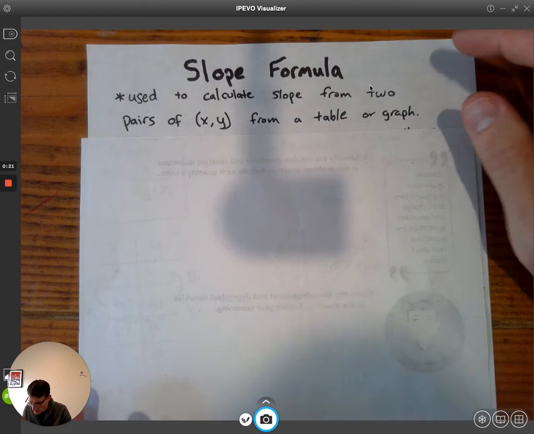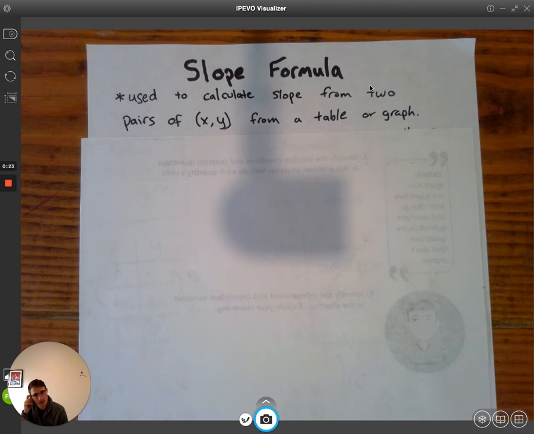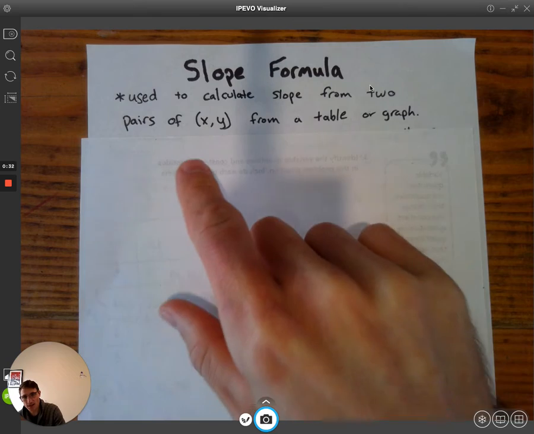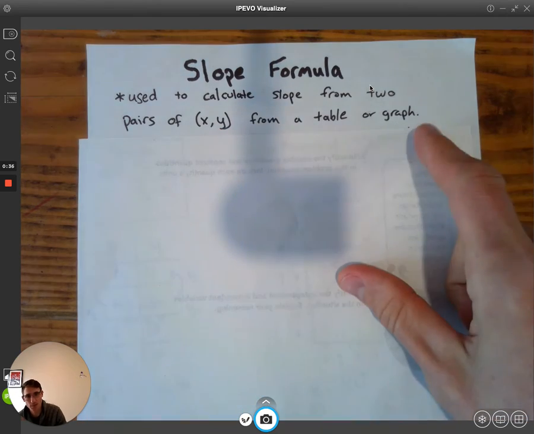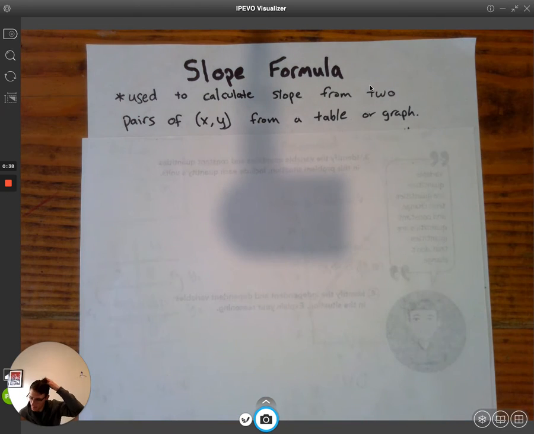So like I said, it's used to calculate slope from two pairs of xy values from a table or a graph. So this could be a line of data in a table, or this could be a coordinate pair on a graph, a point on a graph. All right? So let's break this down.